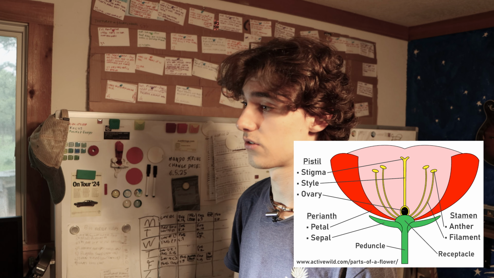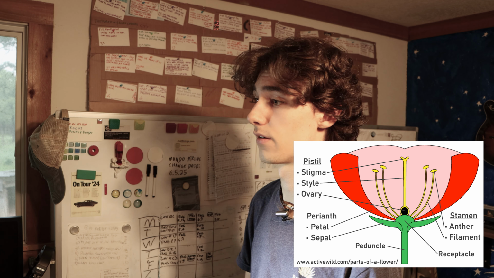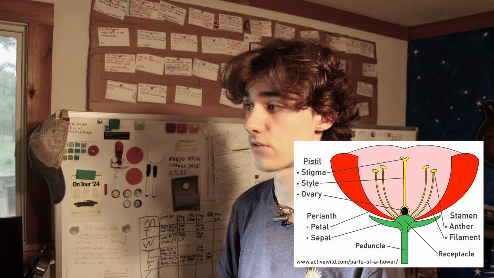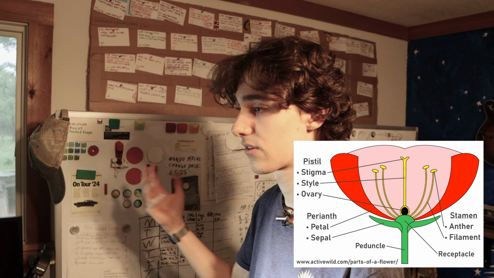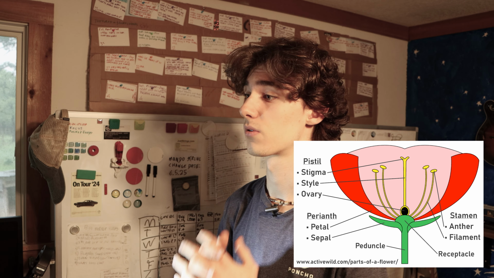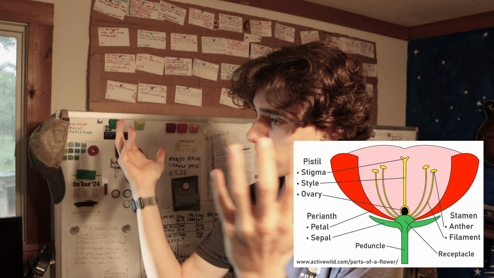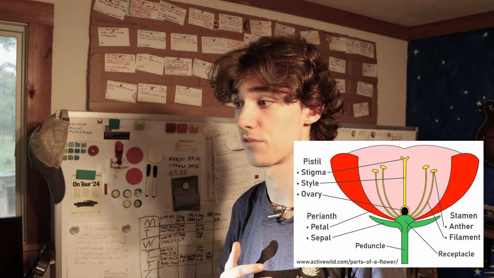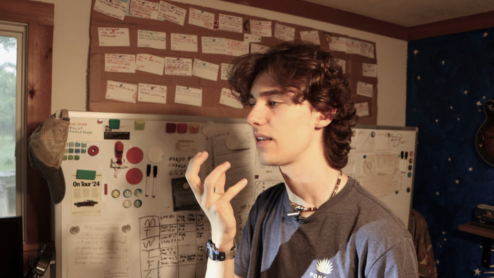The stamen consists of two parts, the anther and the filament. The anther contains the pollen, and the filament connects the anther to the rest of the flower. At the base of the flower is the receptacle, which attaches all the parts together and connects them with my favorite part, the peduncle, or stalk. Flowers are the way that plants create seeds. Oftentimes, seeds are contained in fruit, which are intentionally attractive for animals to eat in order to spread those seeds.